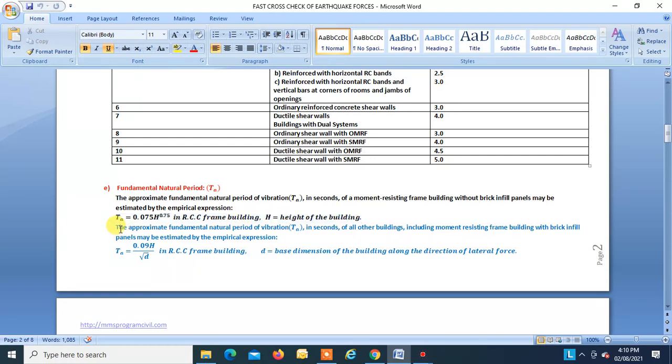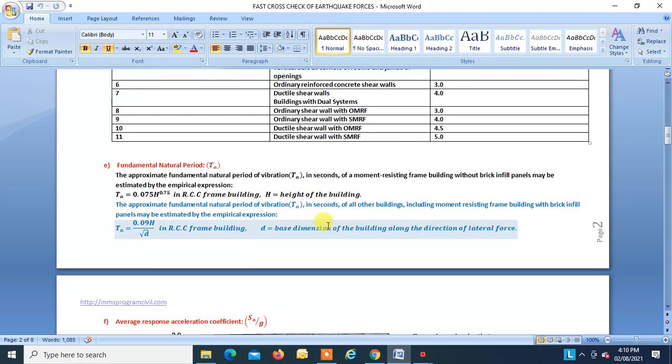The approximate fundamental natural period of vibration in seconds of all other buildings, including moment resisting frame buildings with brick infill panels, may be estimated by the empirical expression Ta is equal to 0.09 h divided by square root of d for an RCC frame building. d is the base dimension of the building along the direction of the lateral force.